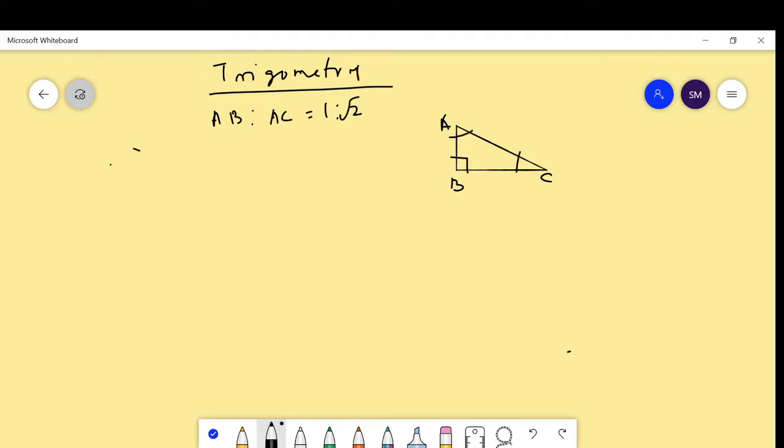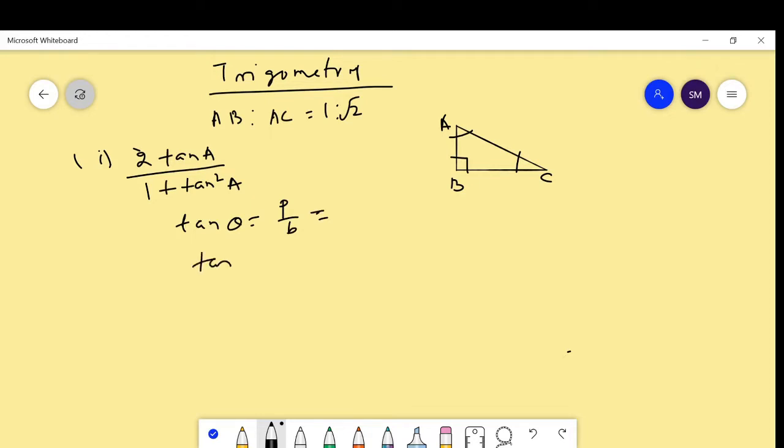Then here we have to find out the value of 2 tan A upon 1 plus tan square A. Please recall what is tan A. Tan theta is equal to P by B, perpendicular upon base.